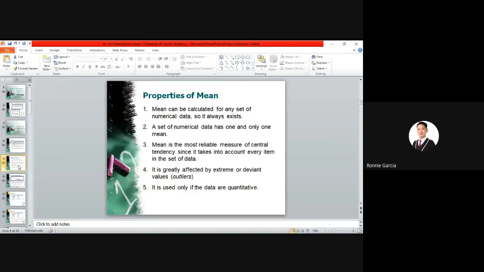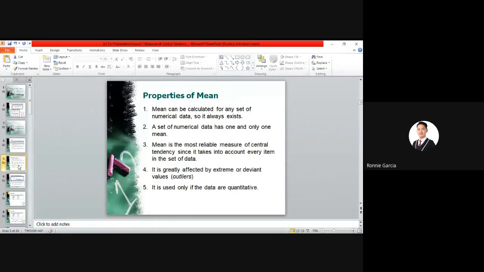Number two, a set of numerical data has one and only one mean. So isa ra jud kabuok ang mugawas sa mean, whatever the cases may be. So daghan man siya, gamay lang siya, the number of observations may be odd or even, isa lang jud ang mugawas nga value sa mean. Dili pwede nga madaghan siya. So usually atong gina-report is mean is because of this property, kaya ang mugawas all the time sa mean is isa lang man siya ka value that will represent the data set or the data that you have collected.